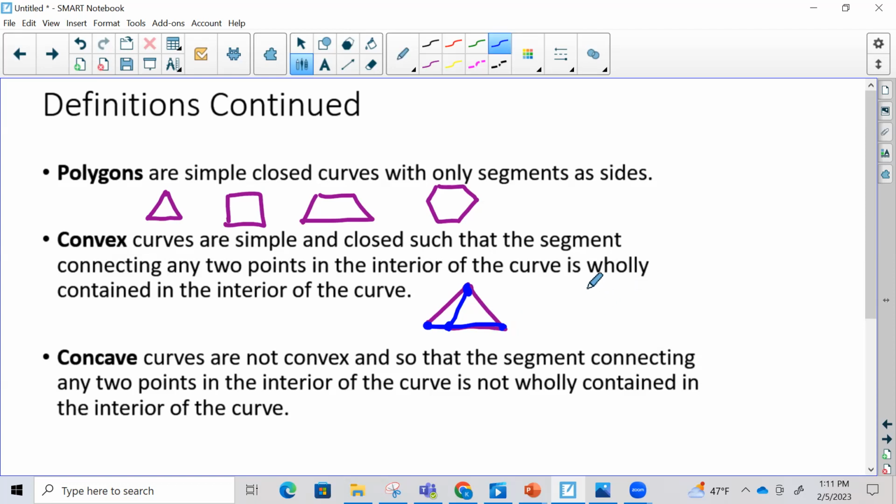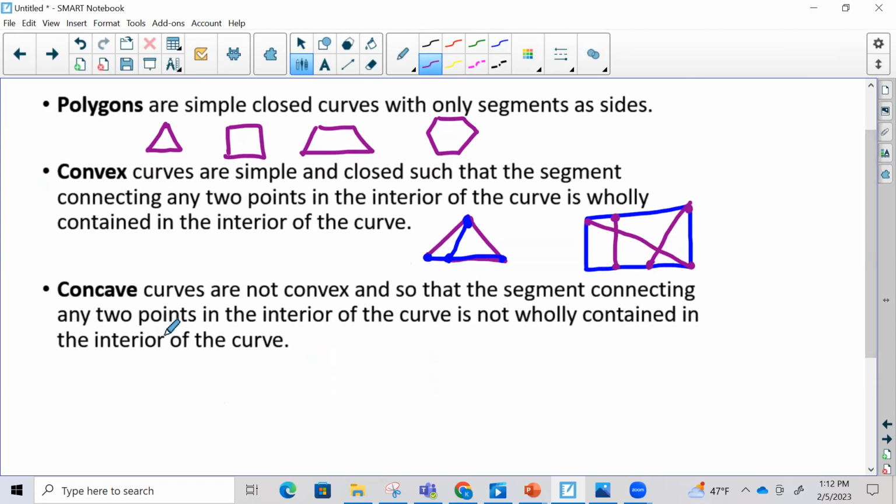Okay, same thing with a square or a rectangle. Any 2 points that I pick, it doesn't matter if I pick 2 points here, or I pick a corner point and a non-corner point, or if I pick 2 corner points, when I draw a segment between those points, it is going to fall completely inside the figure, or it's going to be the curve itself.